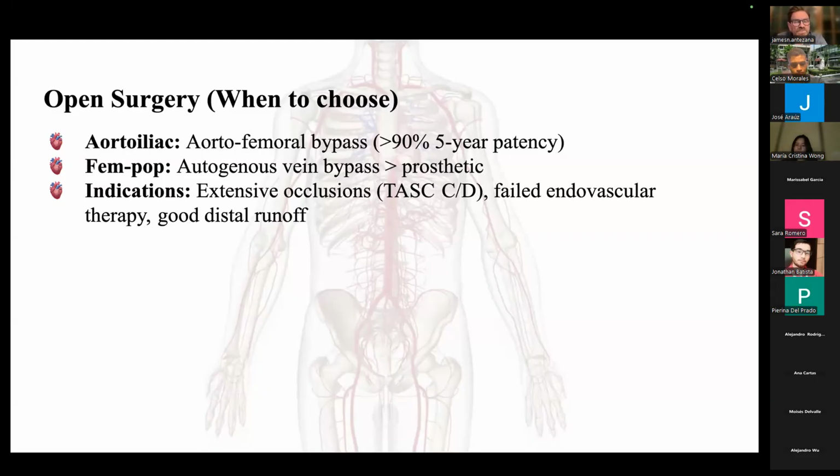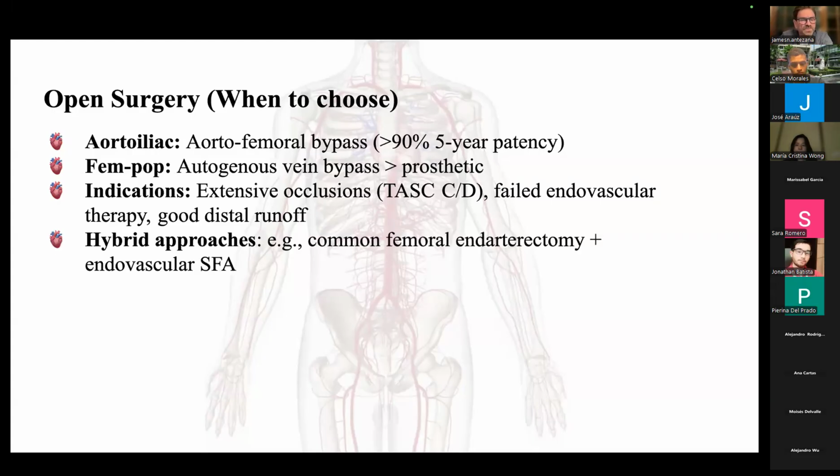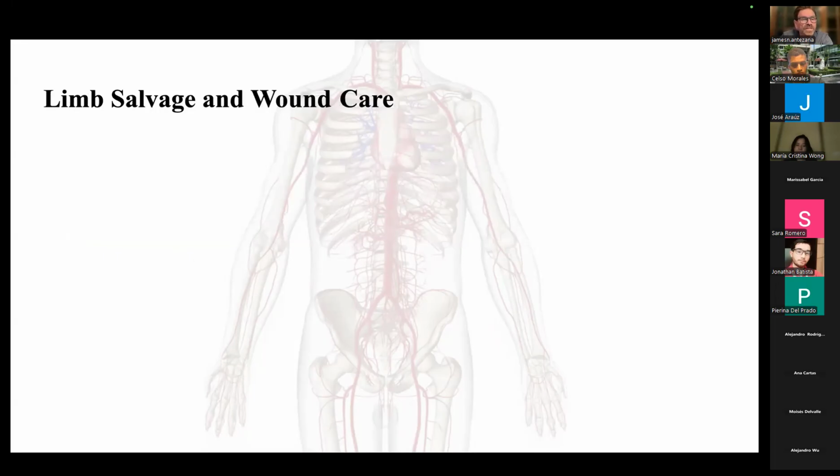This again reinforces the indications for performing bypass surgery. Usually, if you have a failed endovascular therapy and you do have a good distal runoff, you still have the option of using a bypass procedure to salvage the patients. Sometimes you can do hybrid approaches where you can do a common femoral endarterectomy, and then through that common femoral endarterectomy, you can go into the proximal superficial femoral artery, reconstruct the whole superficial femoral artery, lining it up with stents if you successfully cross these lesions all the way down to a good outflow.